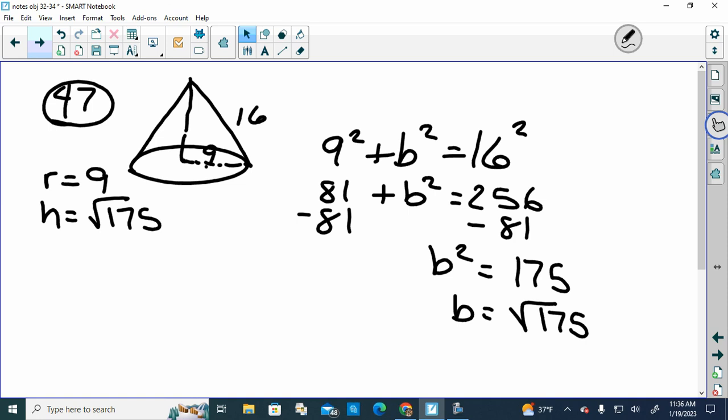Okay, so I want to erase what I've got. Does everybody have that written down before I do that? So that I don't have to scroll down.